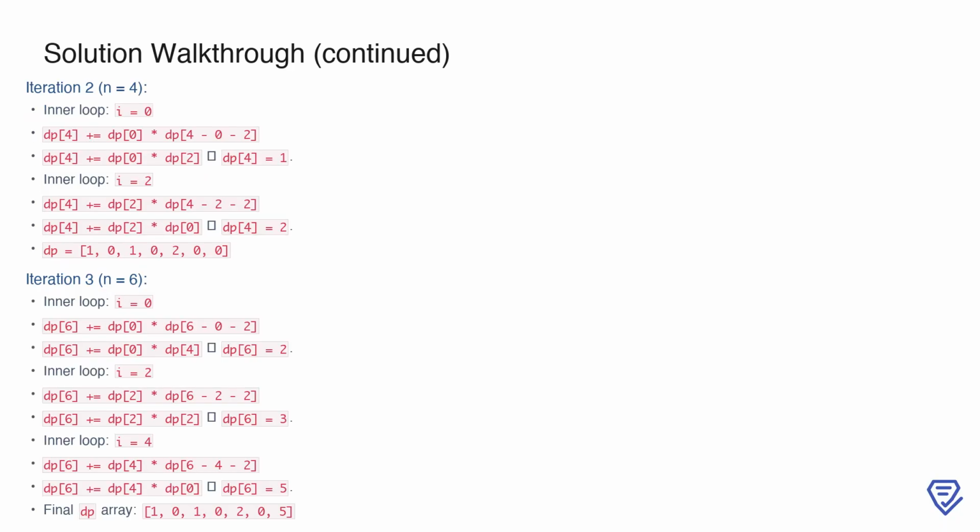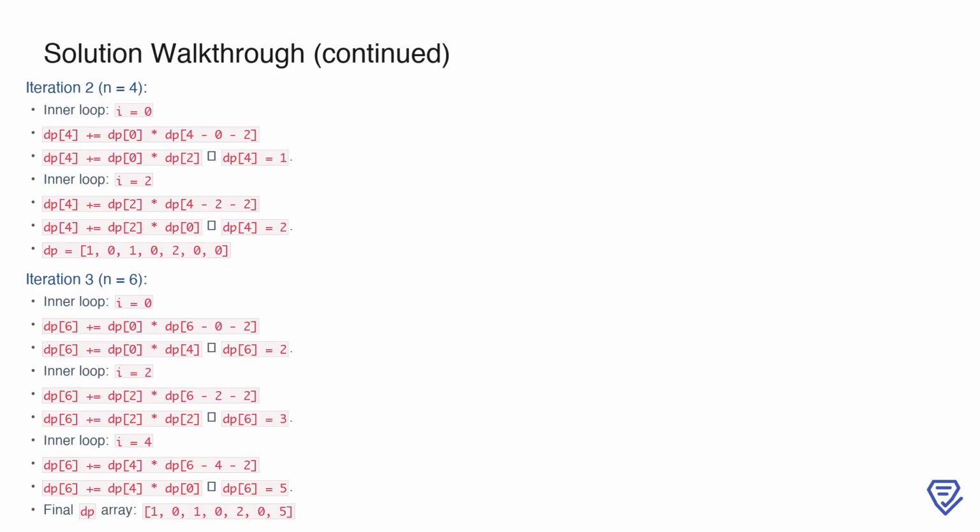Now, we handle the subsequent iterations for n equals 4 and n equals 6. For n equals 4, the inner loop starts with i equals 0, where dp 4 plus equals dp 0 asterisk dp 2, resulting in dp 4 equals 1. Next, with i equals 2, we compute dp 4 plus equals dp 2 asterisk dp 0, which increases dp 4 to 2. The DP array updates to 1, 0, 1, 0, 2, 0, 0.